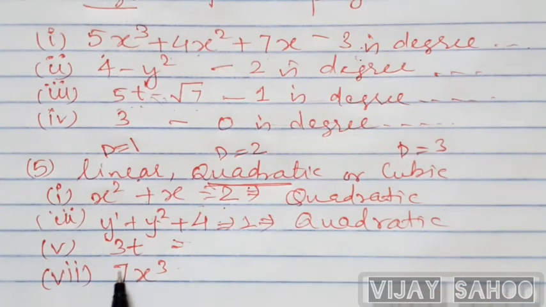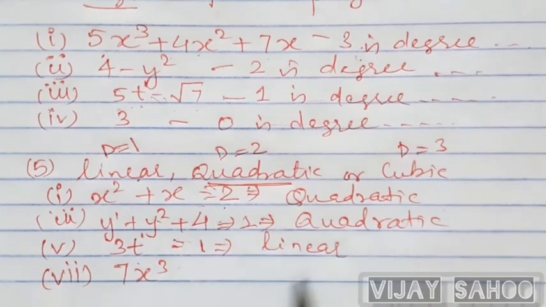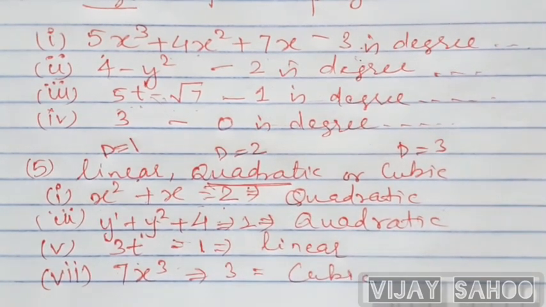Here 3t. What is the highest power? The highest power is 1. So 1 is for linear. Your degree is 3, so we'll say that it is a cubic polynomial. So based on the degrees, you can easily identify linear, quadratic or cubic polynomials. Okay, this is the first exercise we have completed over here.